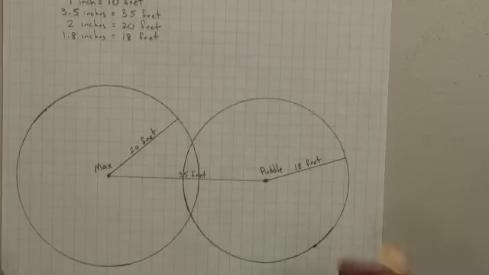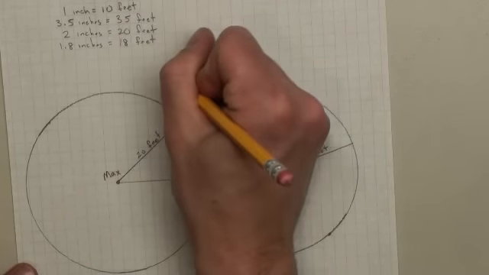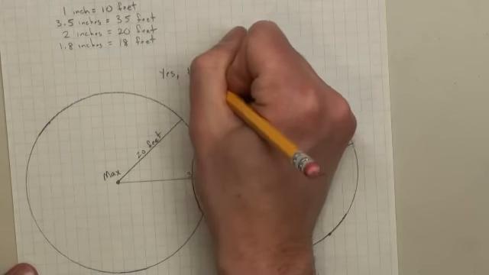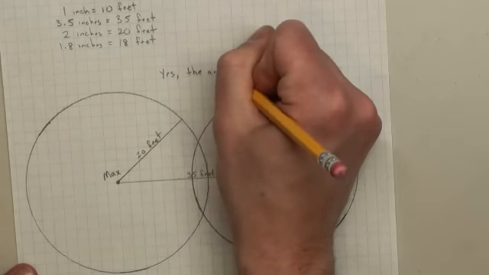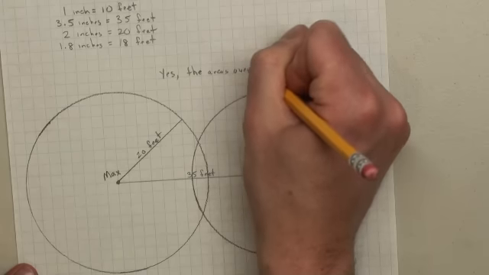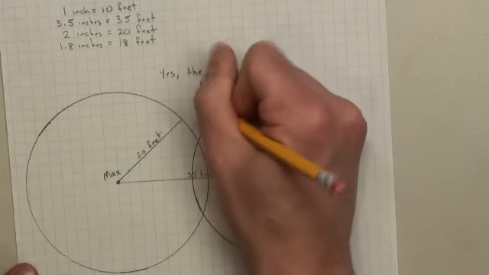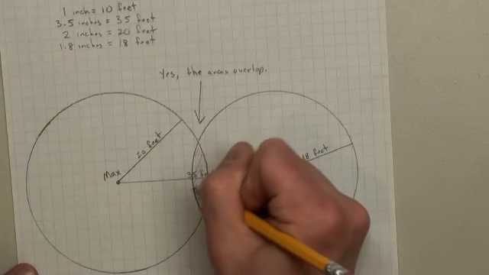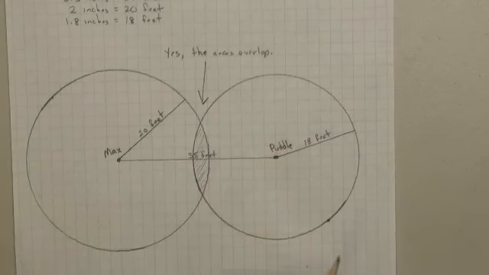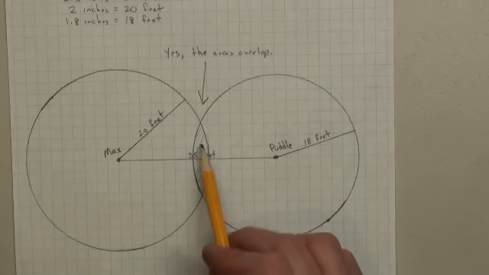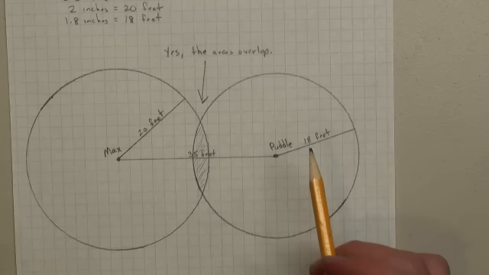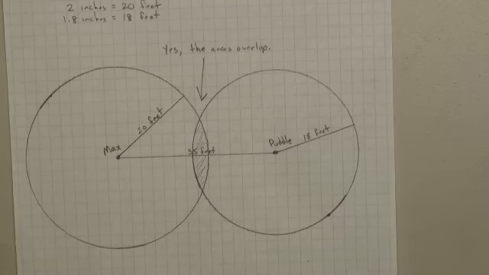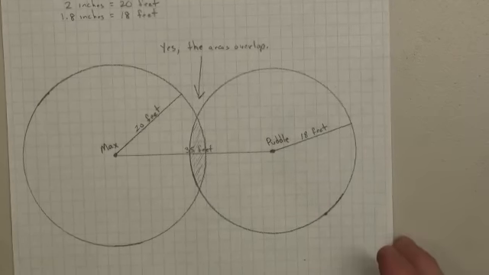Okay, we can say yes, the areas overlap. And I'll draw an arrow pointing at it and maybe even shade in a little bit where they overlap. So the dogs can meet each other right in this area here. They could both be in that area. Okay? So this is how we would solve this type of problem.